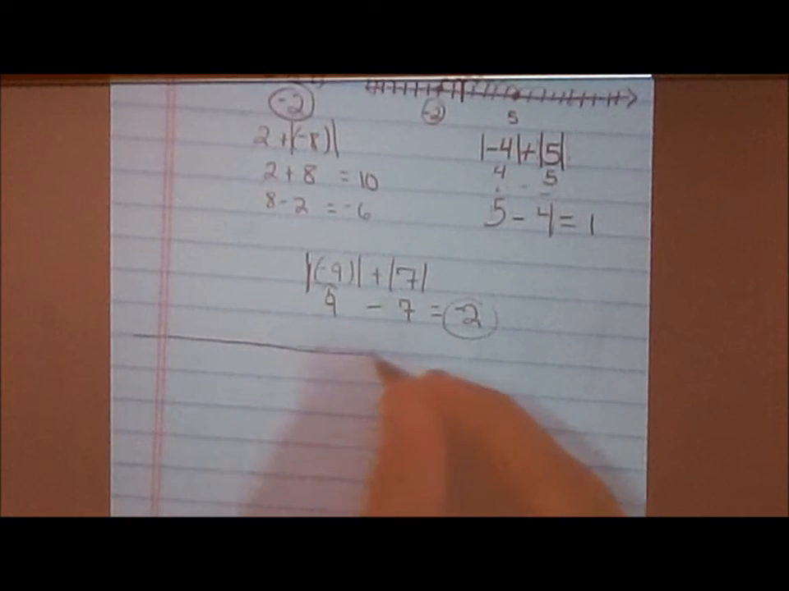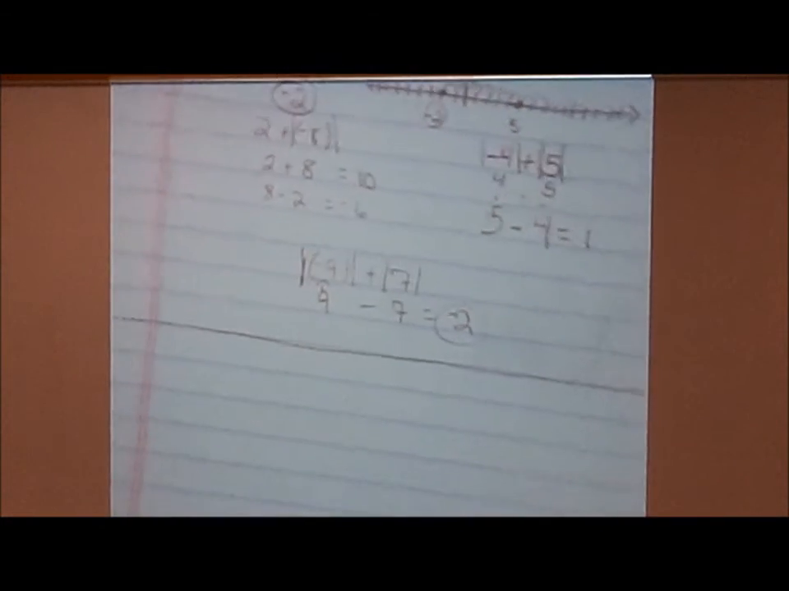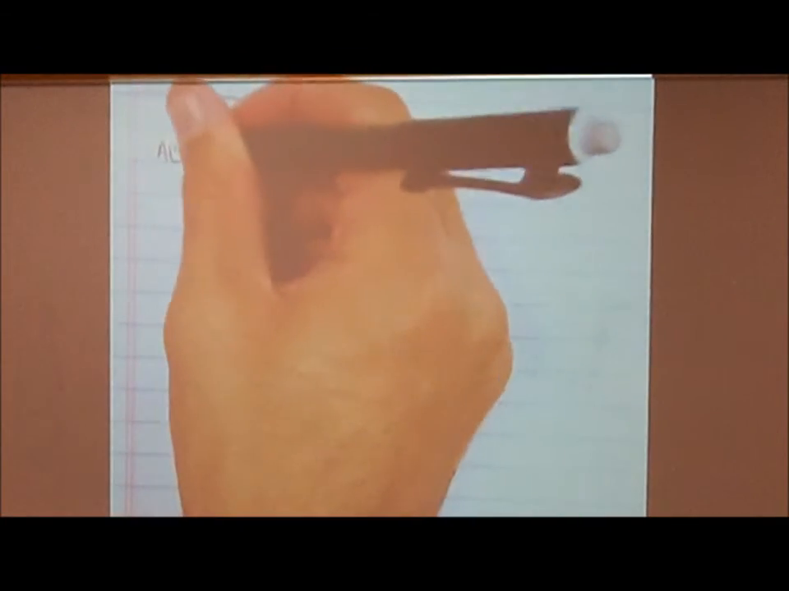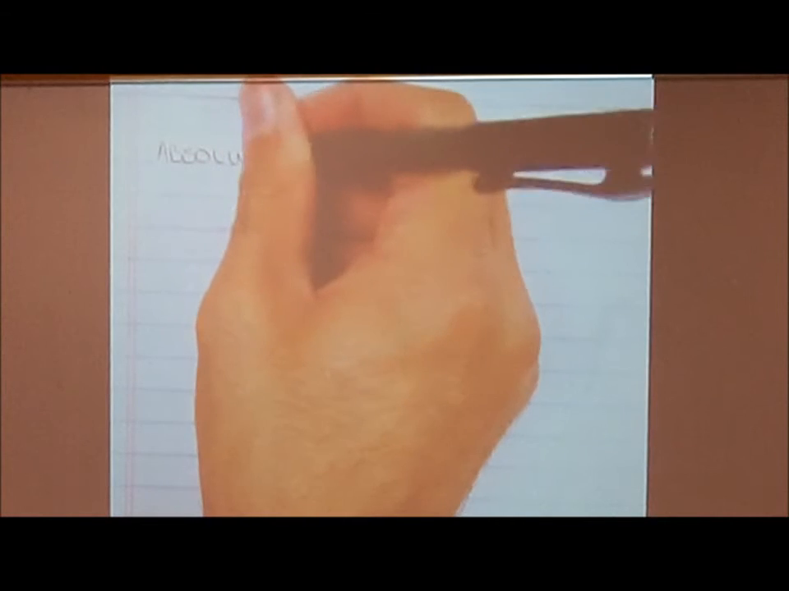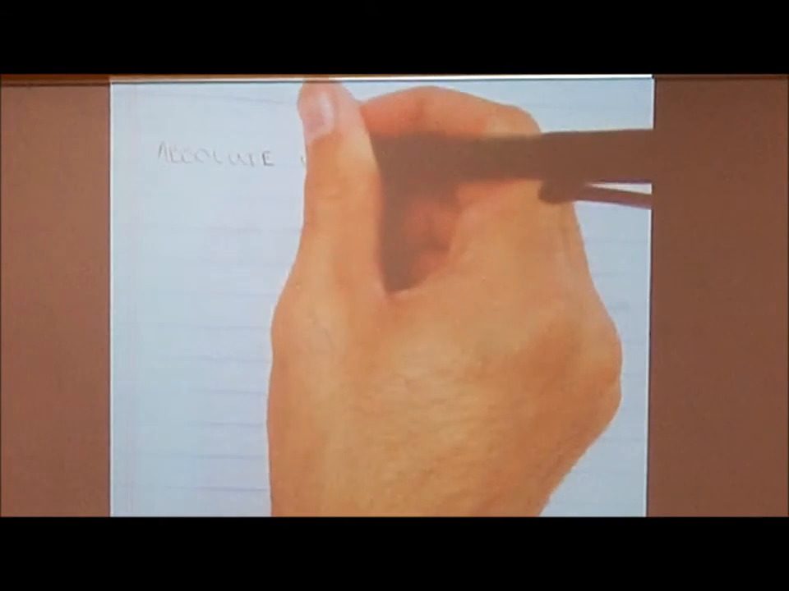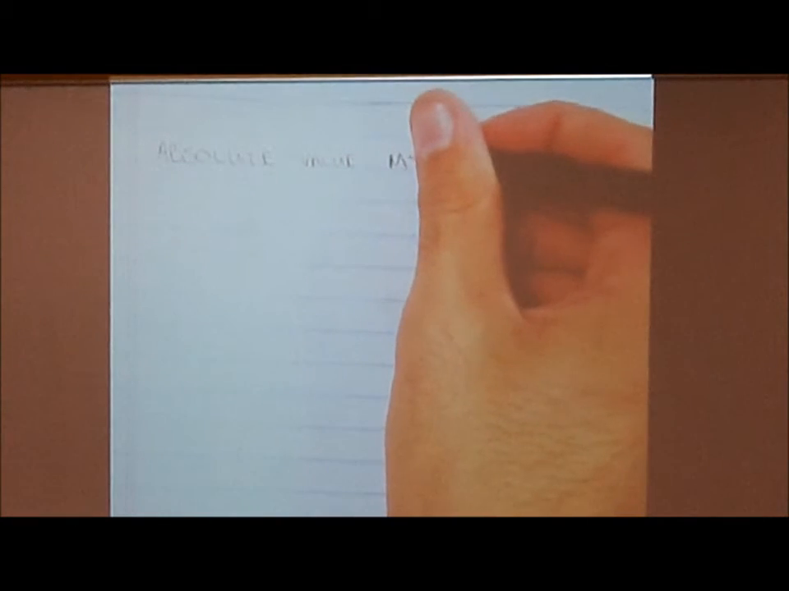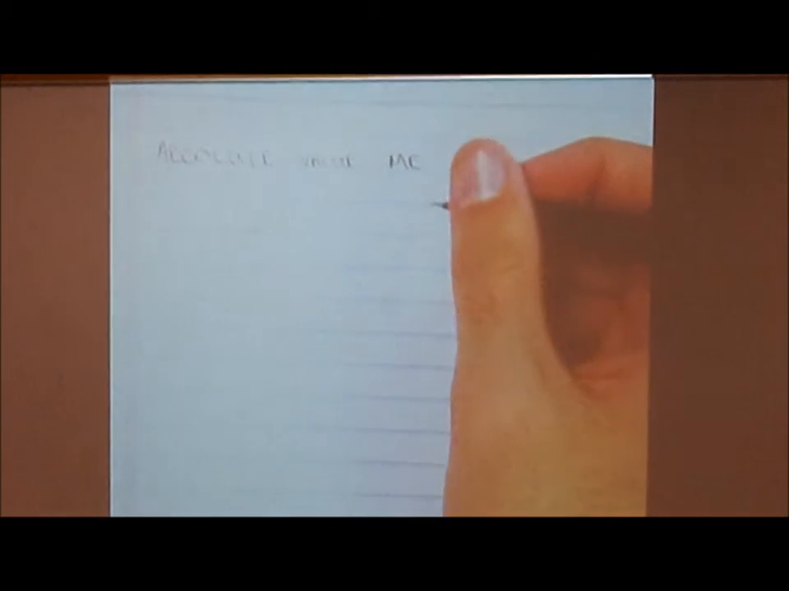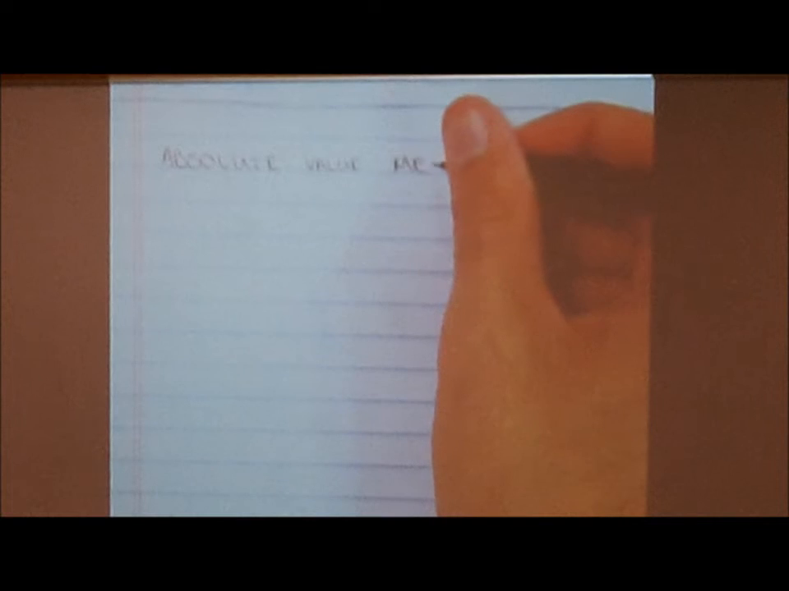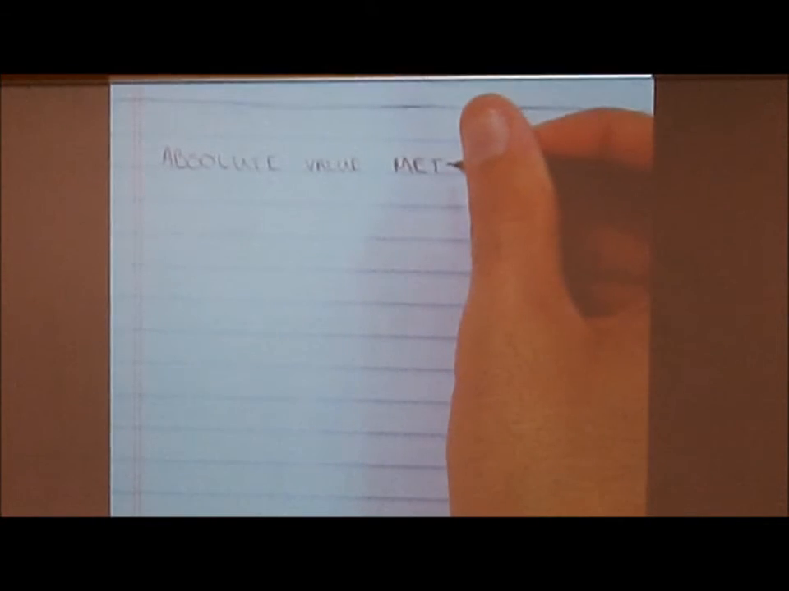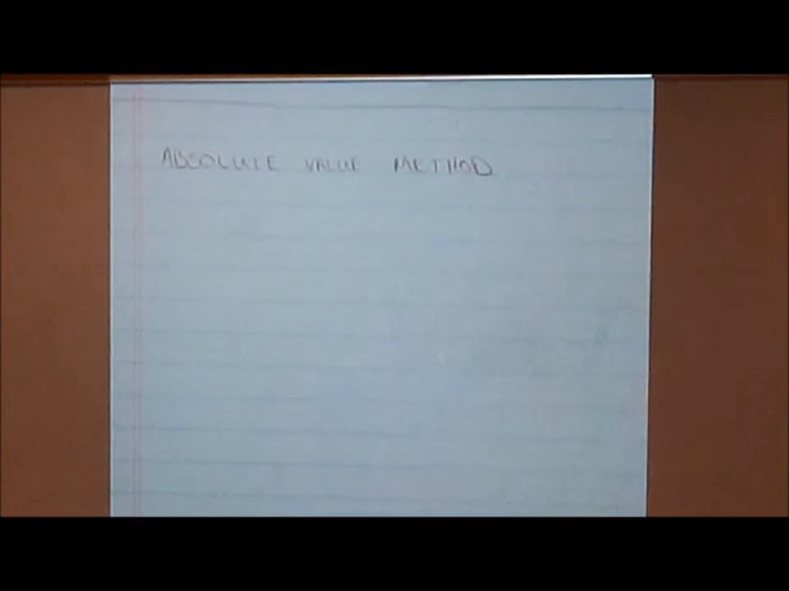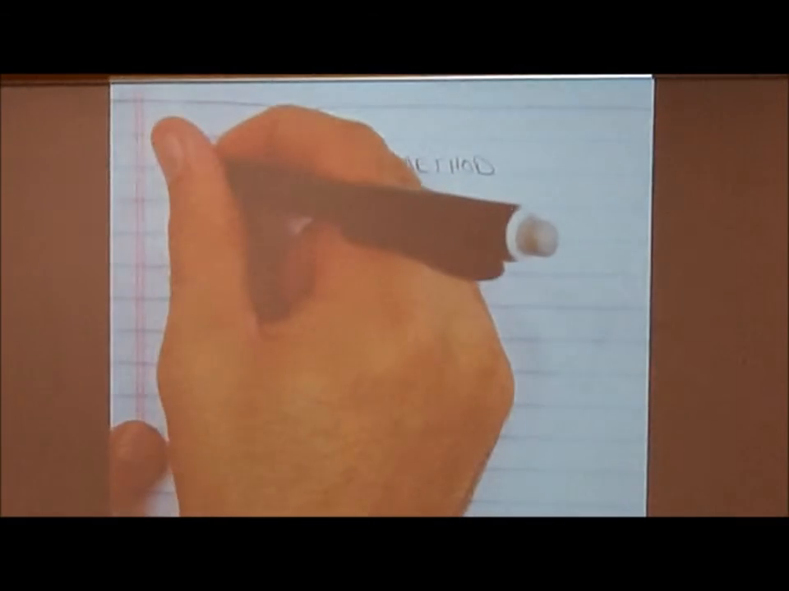Alright? So, this is kind of going with our notes. If you've been writing this down, that's fine. This is what you definitely need to write down. This is called our absolute value method. How do you spell method? M-E-T-H-O-D. There's no A.